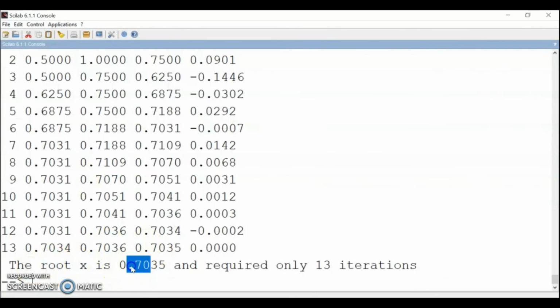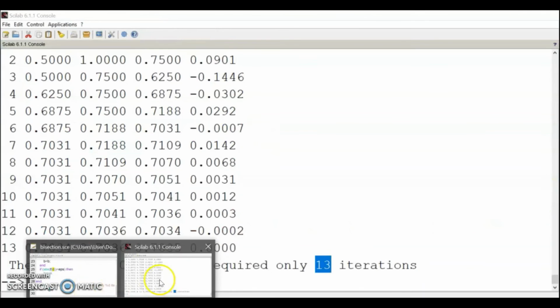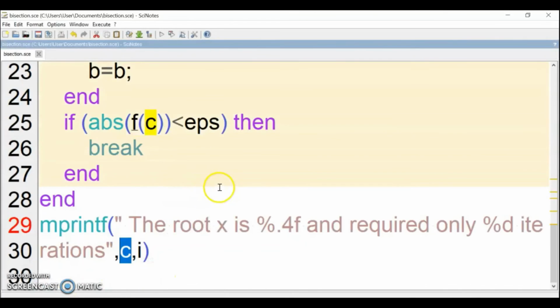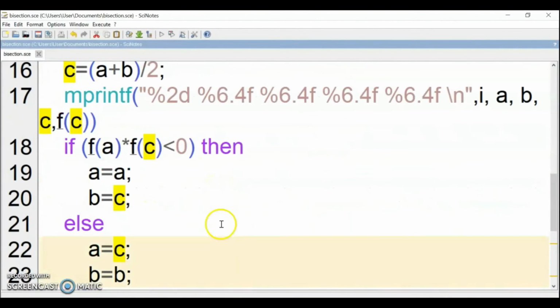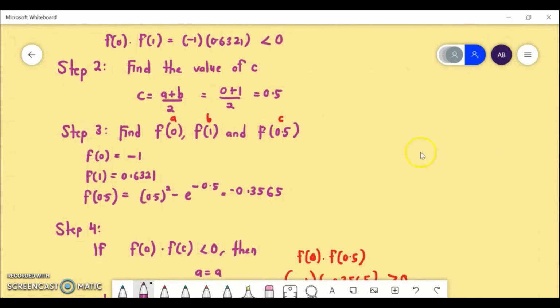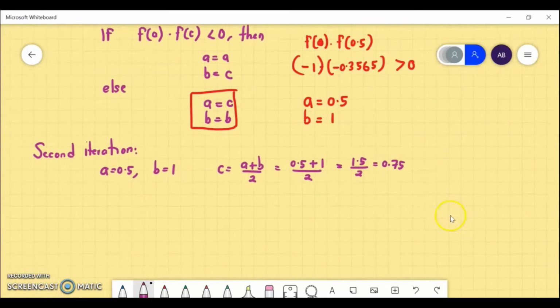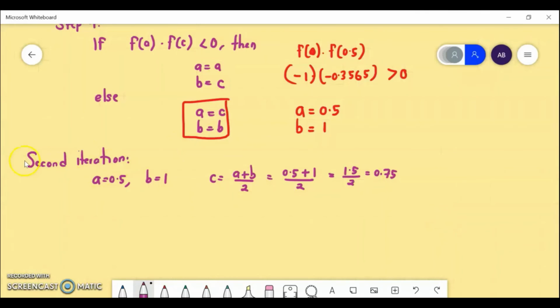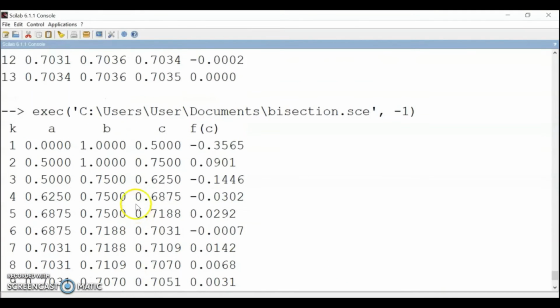See, the root x is 0.735 and required only 13 iterations. So guys, this is how you solve using the bisection method, I mean, using Scilab to find the root. The code is not complicated at all. All you have to do is understand the work here, and then you can easily apply that. See, at the second iteration C is 0.75, which you can obviously see here.